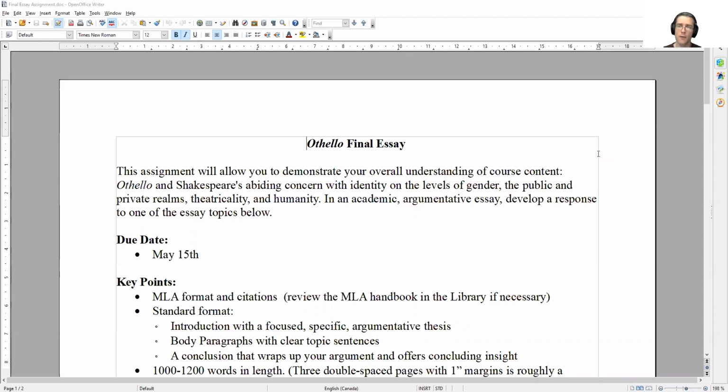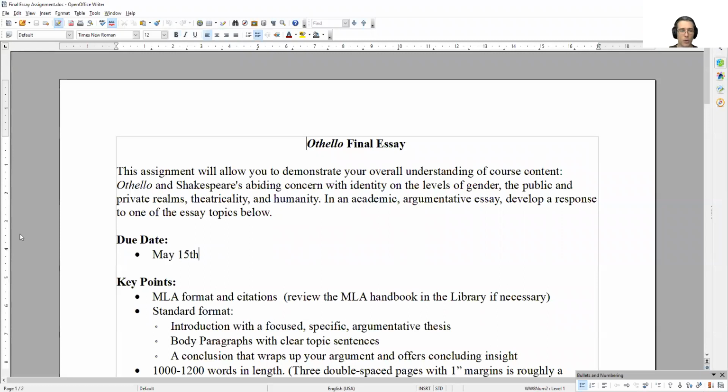So, first of all, this assignment is going to allow you to demonstrate your understanding of Shakespeare and his play, Othello, particularly focusing on the issues of gender, public and private life, theatricality, and humanity, all these major themes that we've been discussing in relation to the play.